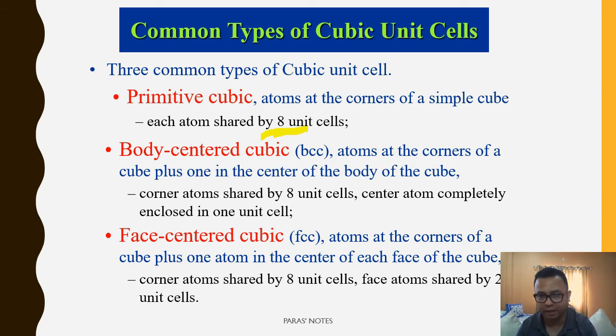Now what I want to say actually is that the particles at the corner, the one particle that you may see, is being shared by altogether 8 unit cells. Similarly, in case of body centered, the one that you see in the middle of the body belongs exclusively to that unit cell only. But in case of face, in addition to the corners, the one that you see in the face is being shared by 2 unit cells.